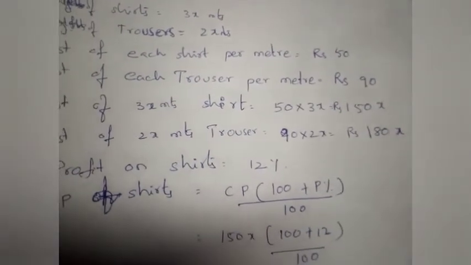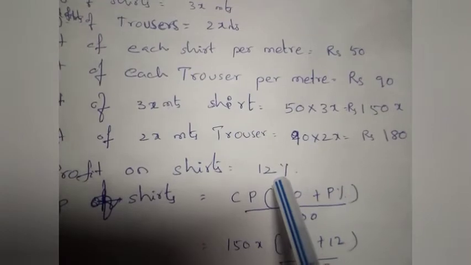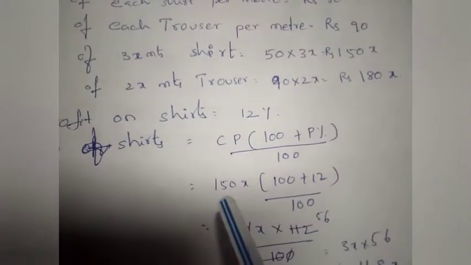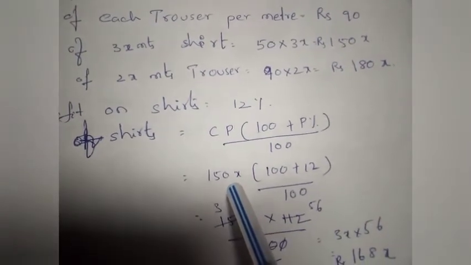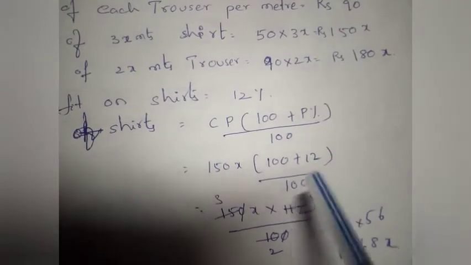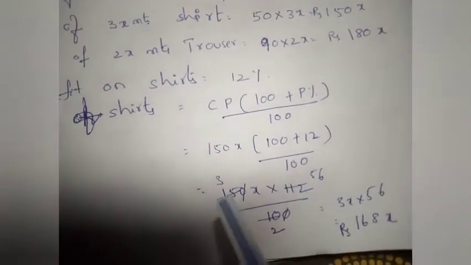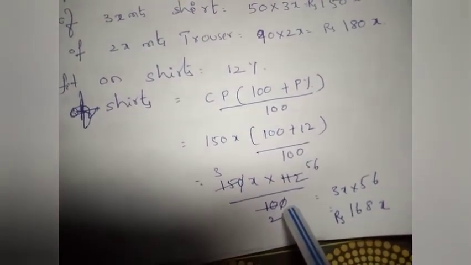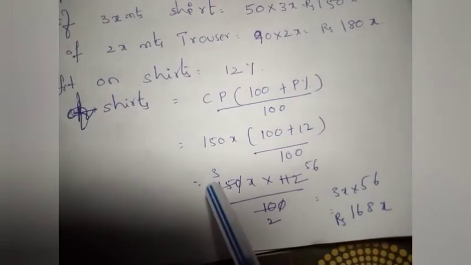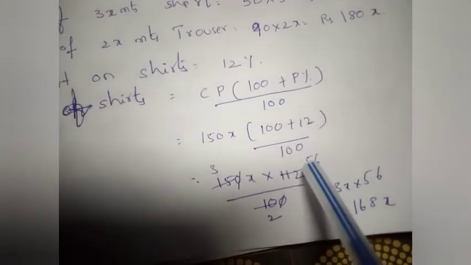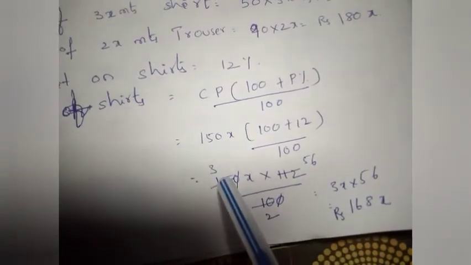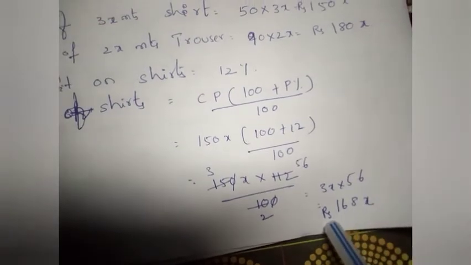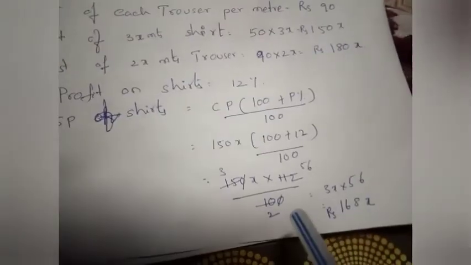Again he sold them, he got profit. Profit on shirt is equal to 12%. So SP of shirt is equal to CP into 100 plus profit percent by 100, that is 150x CP. So 150x into 100 plus 12 by 100. 100 plus 12, 112, this 150 and 100 here, the 0 becomes cancelled. 5 2s are 10, 5 3s are 15. Again with the 2, 2 5s are 10, 2 6s are 12. So 3x into 56, that is equal to 168x rupees. That is the SP of shirt.